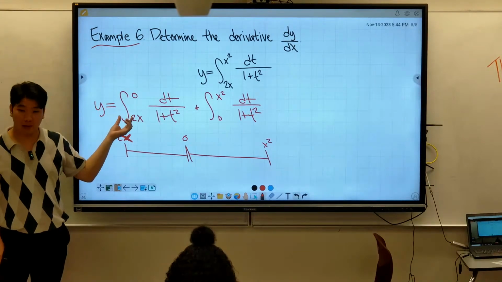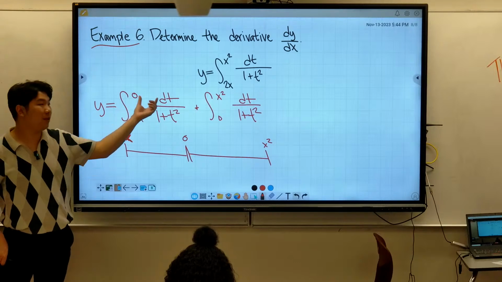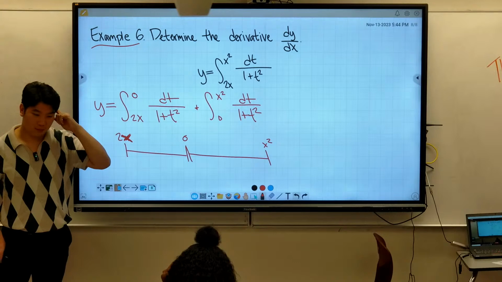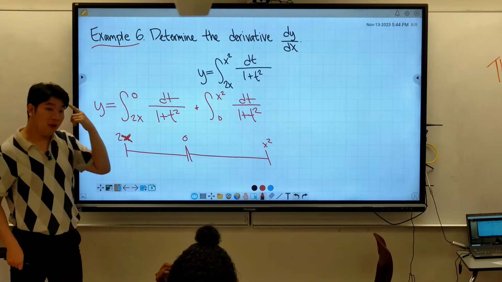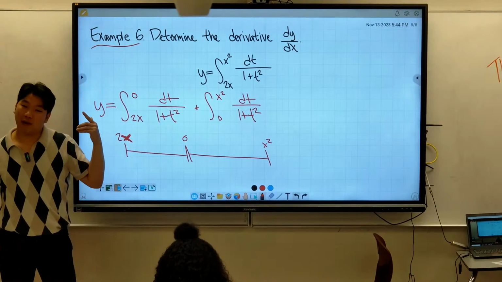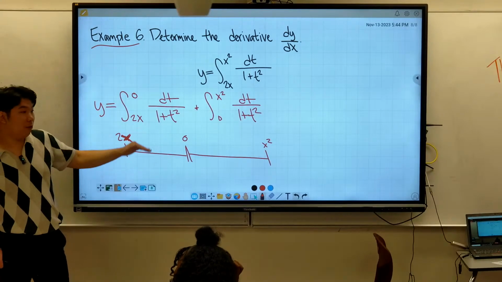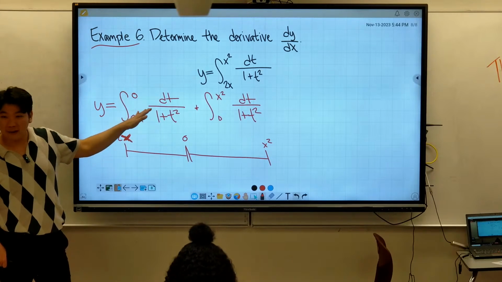Let's look at the bounds. Why does the bound from 2x to 0 help me compared to 2x to x squared? Remember, our fundamental theorem of calculus says I want to work from a constant to some type of x. Well, by doing it this way, I have a constant in x. I do have to play around with this a little bit.